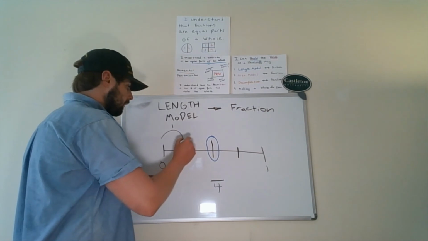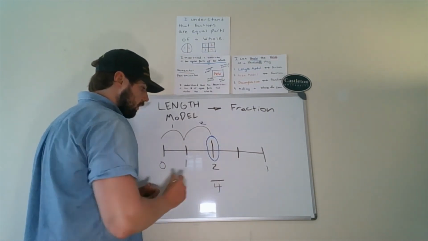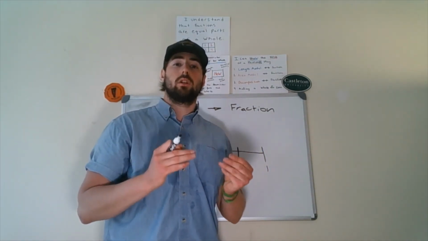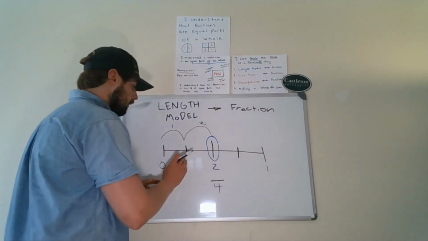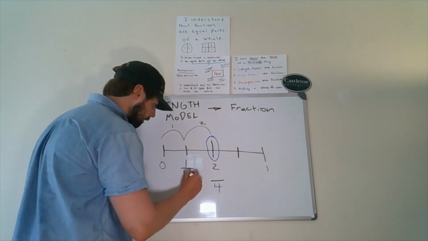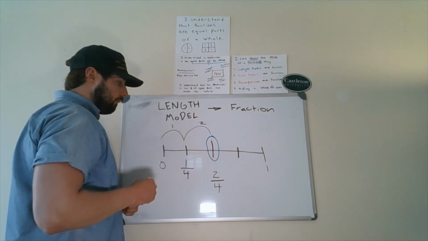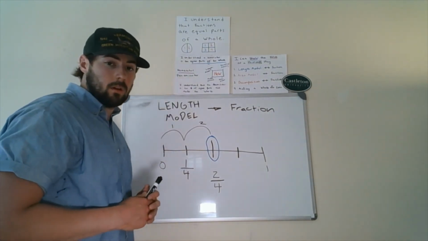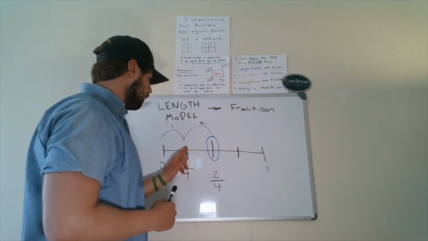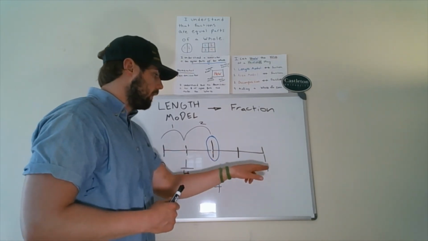I'm going to jump 1, 2. But am I talking about 1 and 2? No, I am talking about 1 and 2 parts. 1, 2 quarters. 1 quarter, 2 quarters, 1 fourth, and our answer, 2 fourths. This length model represents 2 fourths. 4 parts, 1, 2, 3, 4, make this whole.